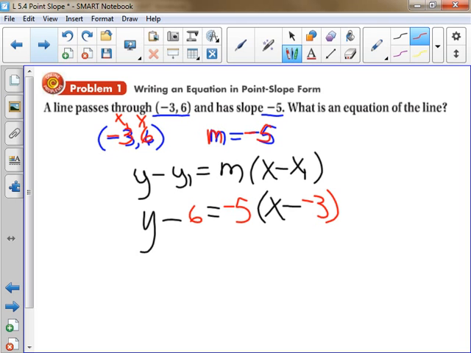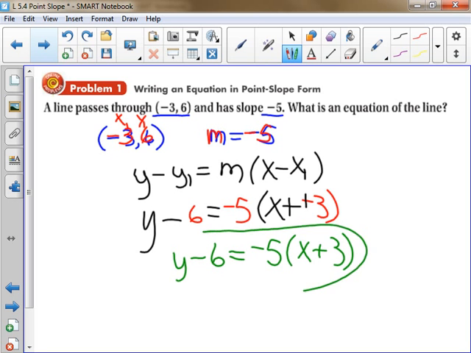Now notice that when I put in the x coordinate, it's x minus -3. Remember that when you subtract a negative, really what you're doing is adding a positive. So I'm going to write this out one more time so it's clean and finished, and my answer is done. Y minus 6 equals negative 5 times the quantity x plus 3. That's it.